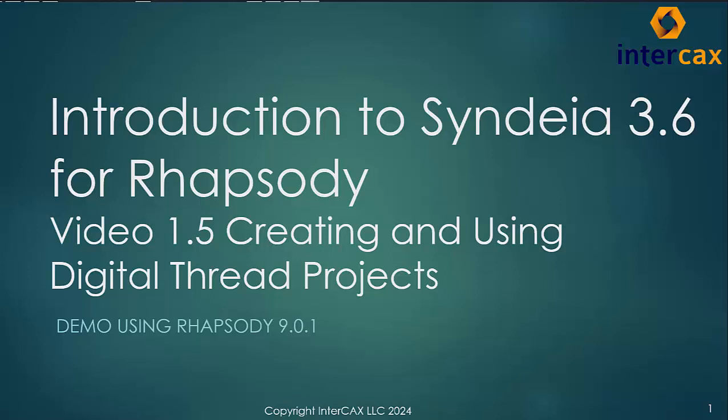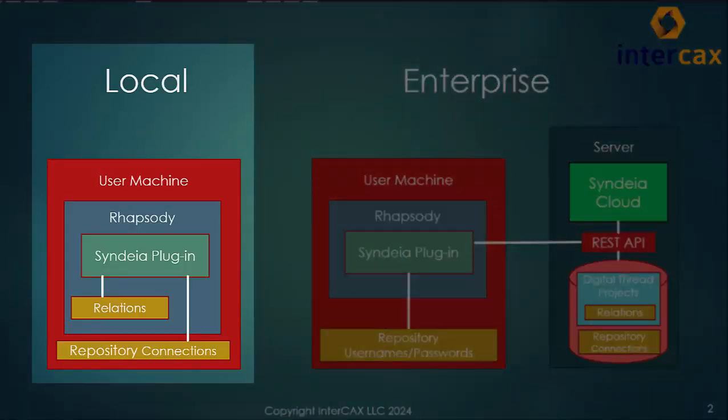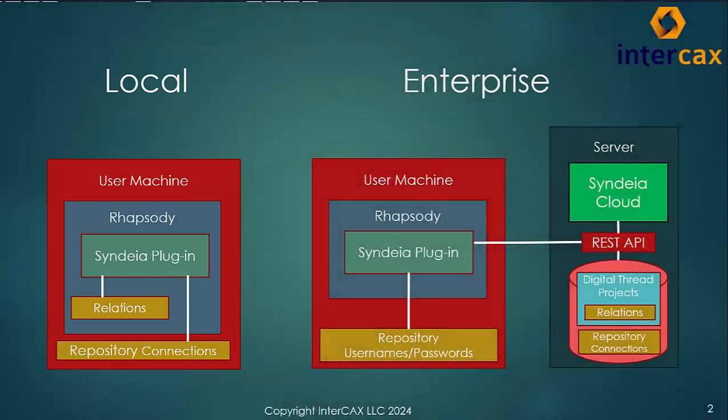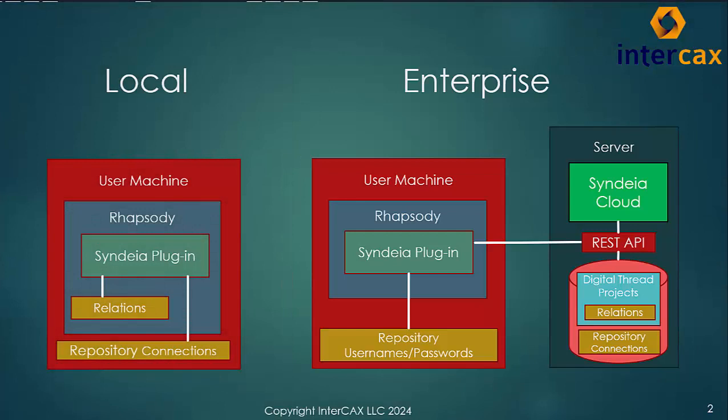In this video, we will demonstrate how the Syndeia Rhapsody plugin can create and use digital thread projects to manage the intermodal relations that it creates. In its earliest versions, the plugin stored these relations locally in the active SysML model. This capability is still available, but it is only suitable in a few situations. To support scalability and collaboration in an enterprise environment, it is better to store intermodal relations on Syndeia Cloud, where they can be accessed by multiple users and applications. These relations are organized as digital thread projects.